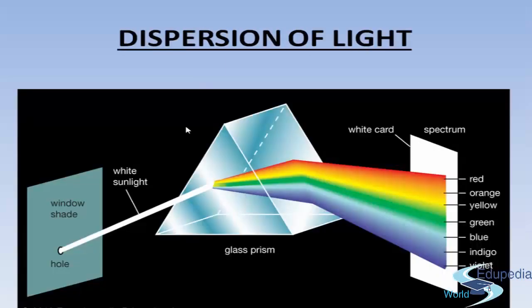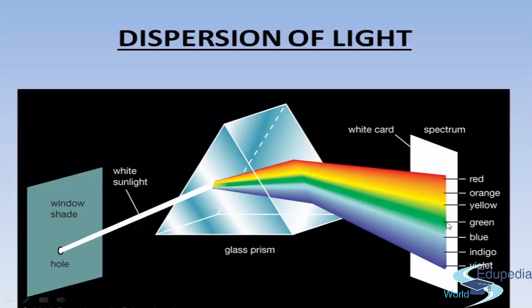So let's first pass the light through this prism. Again we have taken a glass prism over here, and this is a window shade, and let's say we make a hole in that window shade and we pass the light through this prism. Now on the other side, if we place a white screen, what do we see here?